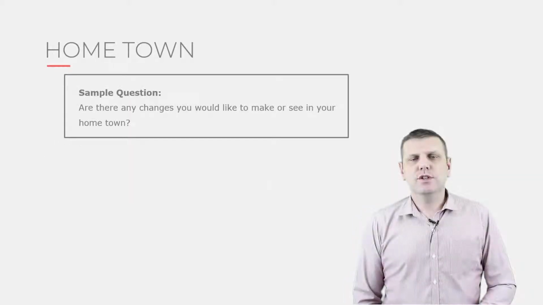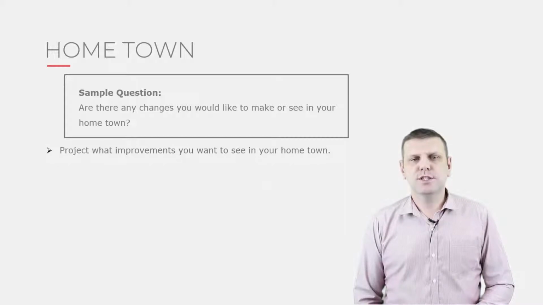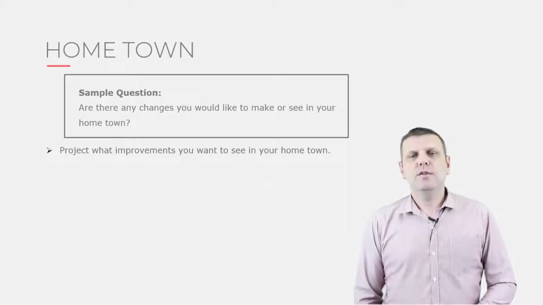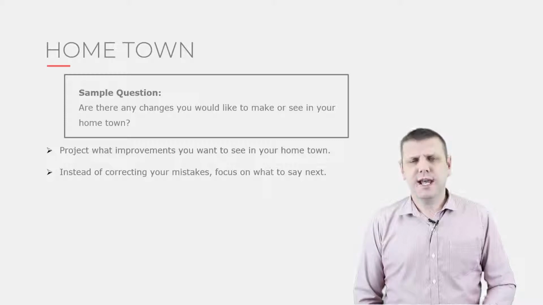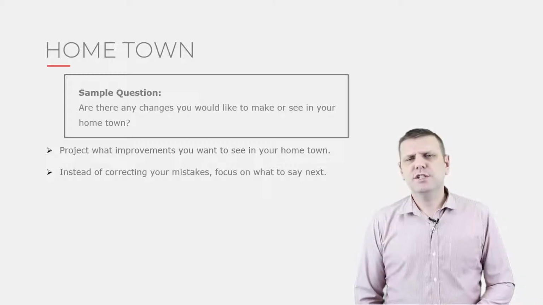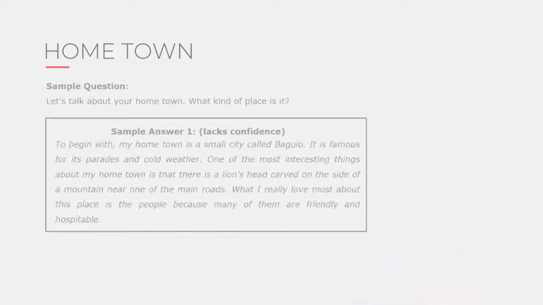This question requires you to project what improvements you want to see in your hometown. However, you might find difficulty doing this task and make some mistakes. Instead of correcting your mistakes, focus on what to say next. Perfect English is not a requirement to get a high score in IELTS. Being confident affects how you answer questions and entirely changes the mood during the actual test. Observe how these two answers were delivered.